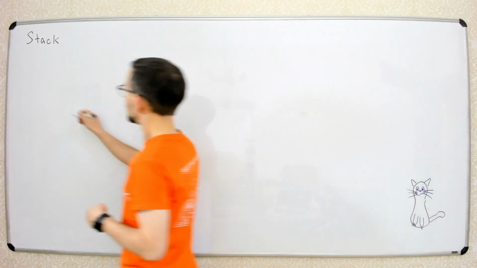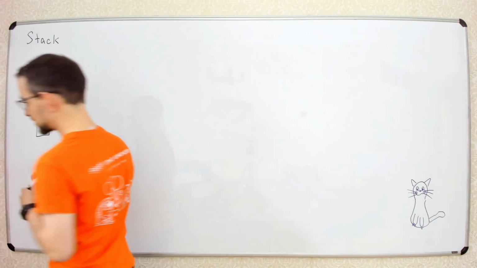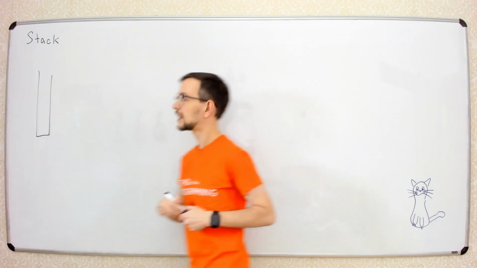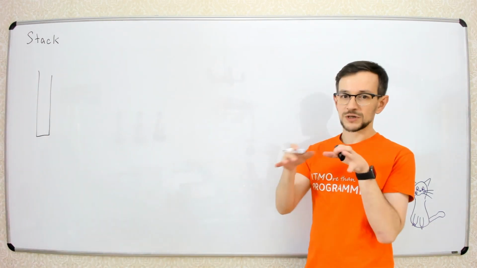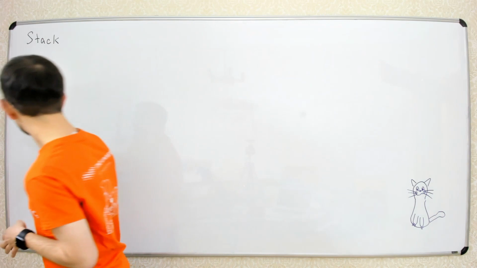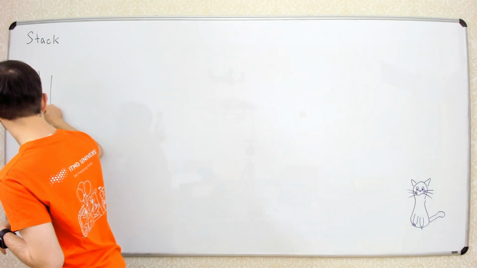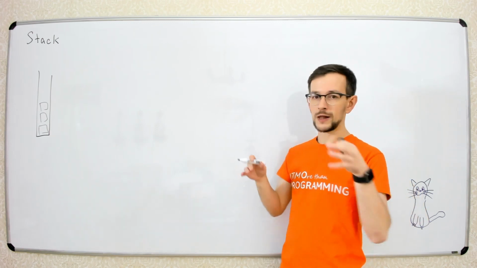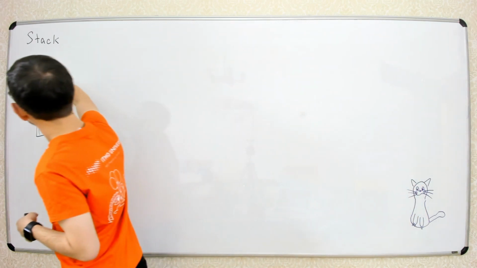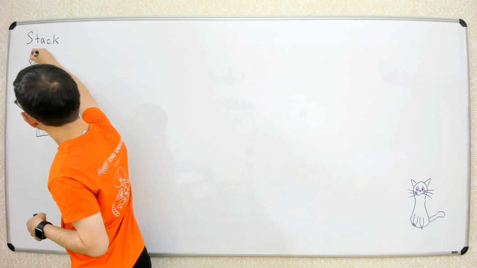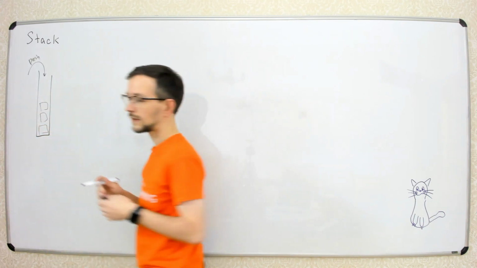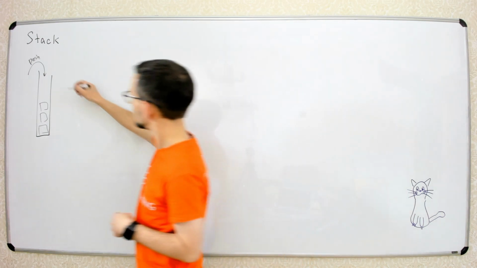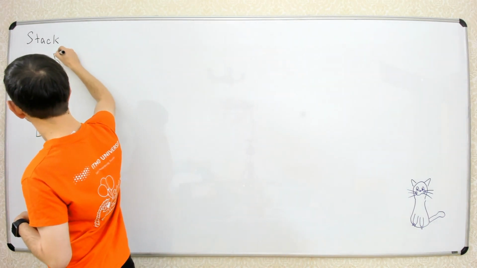It looks like this. You put elements in this stack, and you have two operations. You can put a new element on top of the stack. This operation is called push. And you can get an element from the top of the stack. It's called pop.